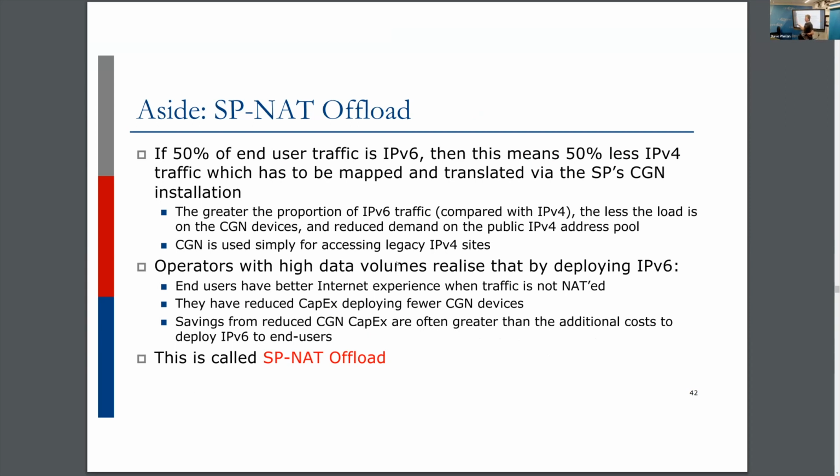As an aside, we'll talk about this as offload. So service provider NAT offload. Basically, all we're saying here is the greater my V6 propagation gets and the more services that become available on V6, the less I am dependent on running those NAT boxes. So the more load I can shift off, the more I'm saving in terms of dollars. If I don't have to spend money on large scale NAT boxes, then that gives me more money in my budget for other important things.